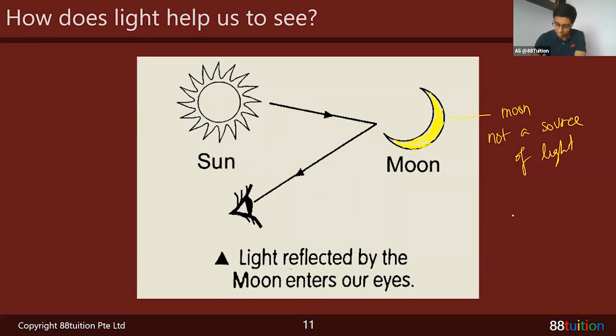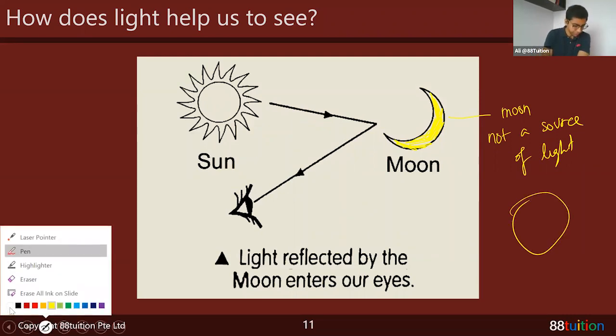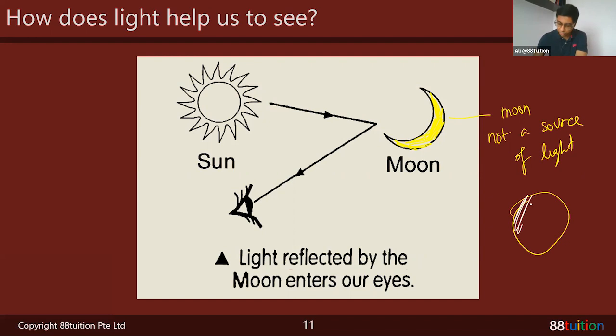It does not have its own light. It's actually, a moon is, you know what color? Do you know? I'll tell you what's the color of the moon. It's very gray. It's very gray, the moon. Okay, I shouldn't even have those yellows. Imagine the actual moon.